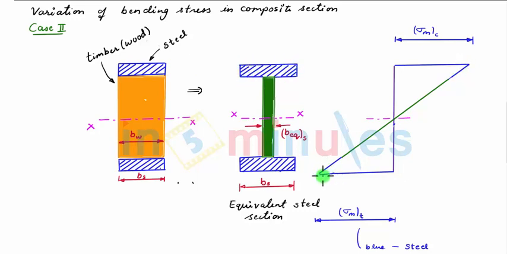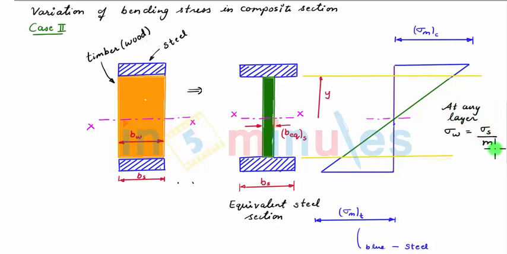Similarly, on the opposite side, from the extreme bottom layer to some distance up to the depth of this actual steel section, it is represented in blue line. Whereas for this green equivalent steel part, the variation of stress has been denoted by this green line. This denotes that this is a variation of stress for this equivalent steel part. However, we know that for this part we do not have steel but we have wood. Now we know that at any particular layer y, the stress in the wooden part is equal to the stress in the steel part divided by m, where m is the modular ratio and it is a positive value.